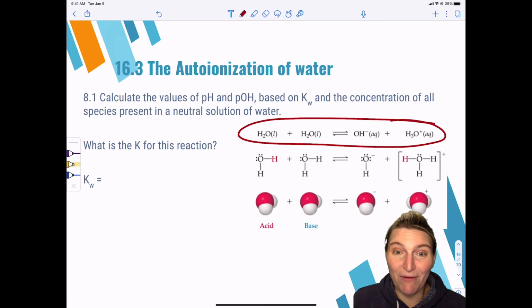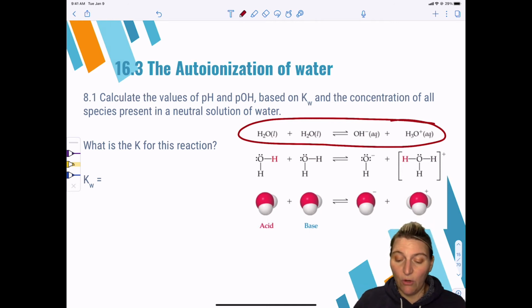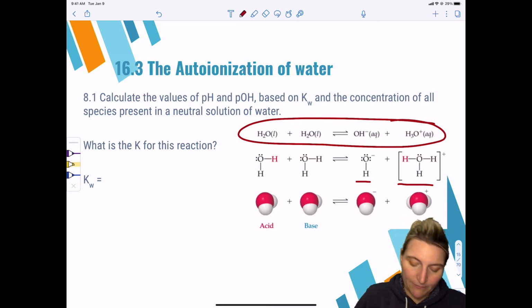It's not taking place very much, but it is taking place, so that you have a little bit of OH minus and you have a little bit of H plus, like this reaction is going on. In pure water, these two would be in the same amounts, and therefore the solution is neither acidic nor basic. Well, now that we know a little bit about acids and bases, we can write a K for this equilibrium reaction.